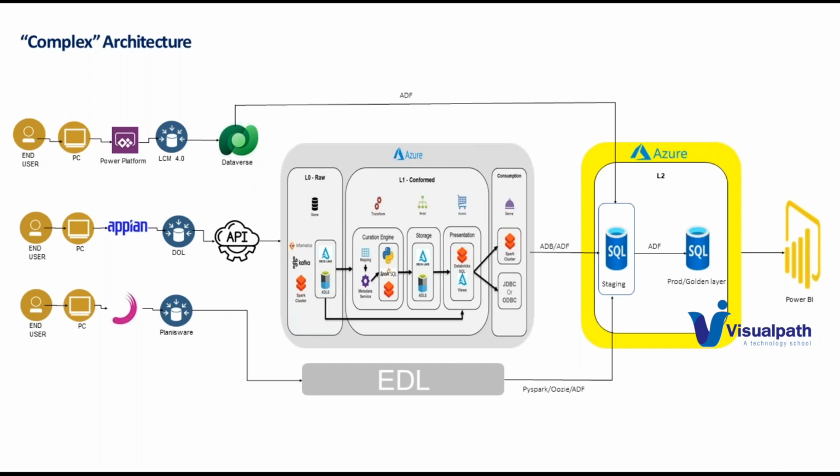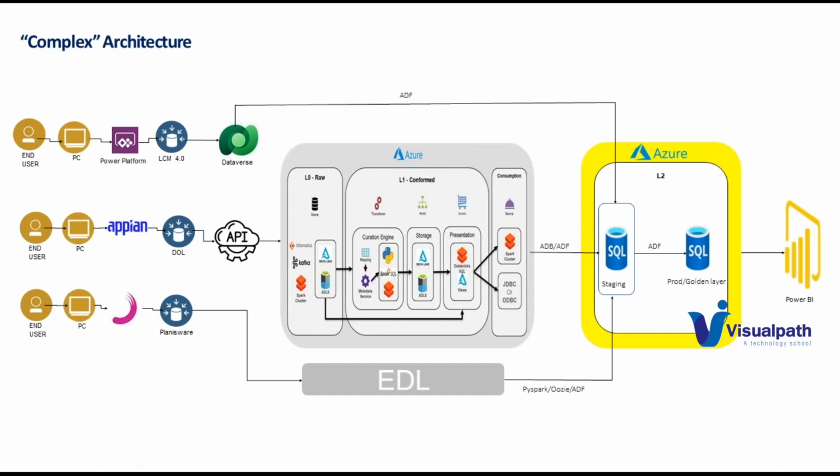So why did I build ADF and ADB here? Because Power BI or any reporting tool cannot directly connect to the consumption layer. If it did, from an architect's point of view, it would not be good. So I'm giving the answer to this question: why have we created the staging table, and why have we created prod and golden if it is a replica of the staging?